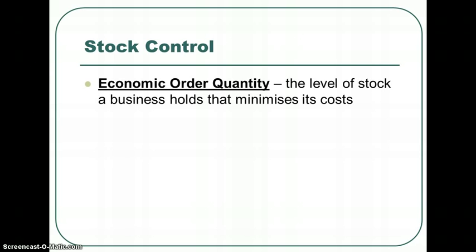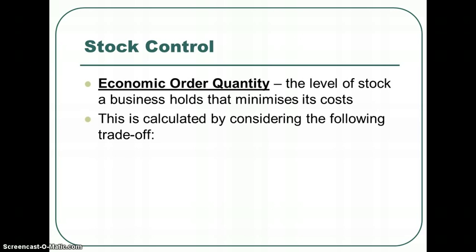So, one of the key things you have to be able to do is to carry out stock control. Now, stock control is all about finding the economic order quantity, and this is the level of stock a business holds that minimizes its costs. So it's how much can we hold, but at the same time keep our costs low. So how can we meet the demand but keep the costs of holding that stock low? And it is calculated in the following trade-off.